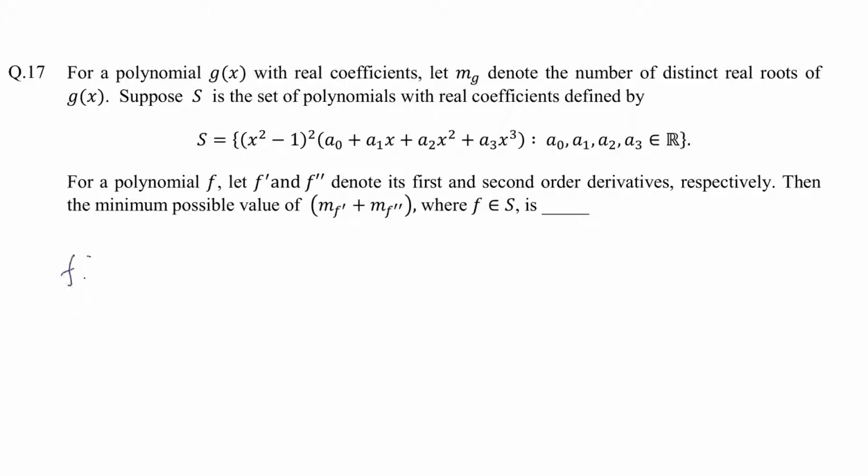So let's assume our f(x) is equal to (x minus 1) whole square into (x plus 1) whole square, as we can factorize this x square minus 1 as (x plus 1)(x minus 1), right? And we have the cubic here, a0 plus a1x plus a2x square plus a3x cube.